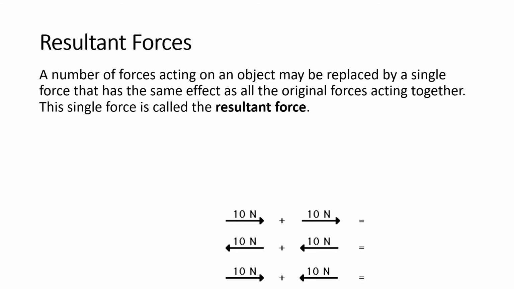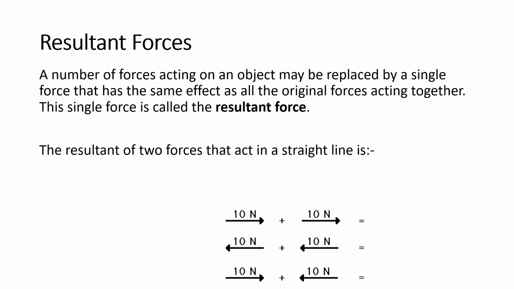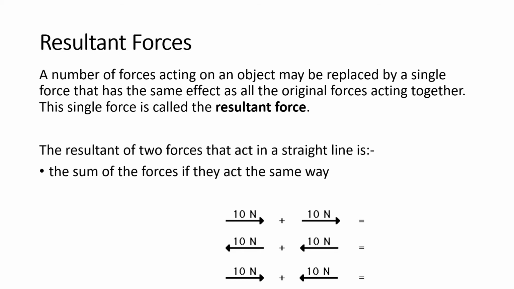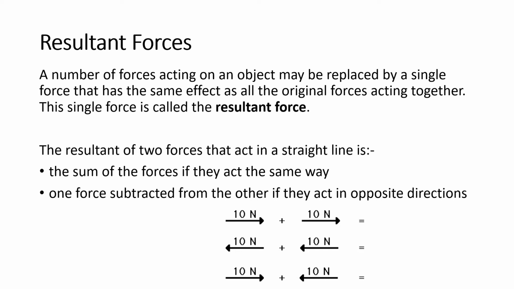We need to be able to add up forces and get the resultant force, which is a single force that can replace the original forces and have the same effect. If it's in a straight line, it's quite easy. If they're acting in the same way, you just add them up. And if they're acting in opposite directions, you just take them away from each other. See if you can try these ones.